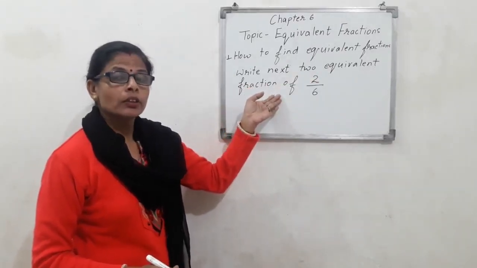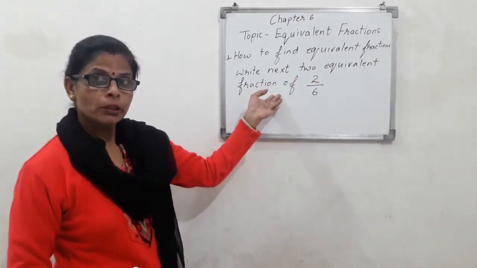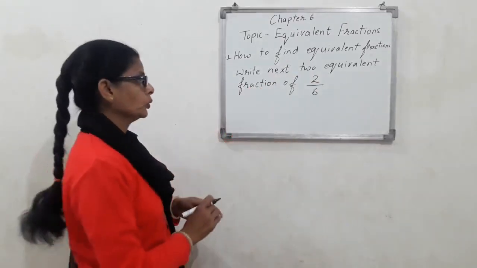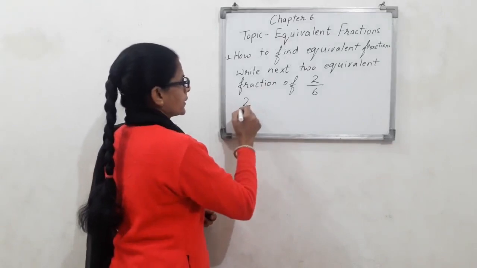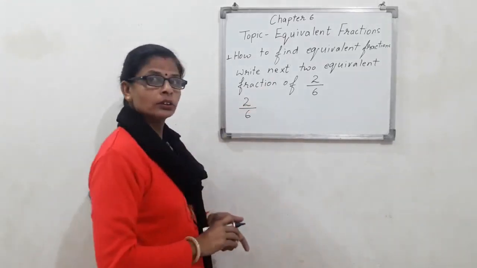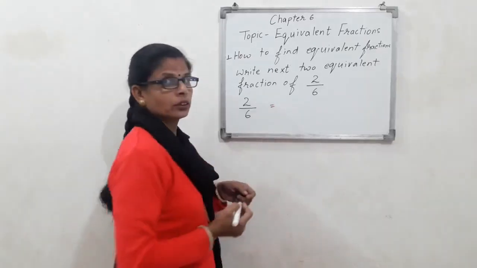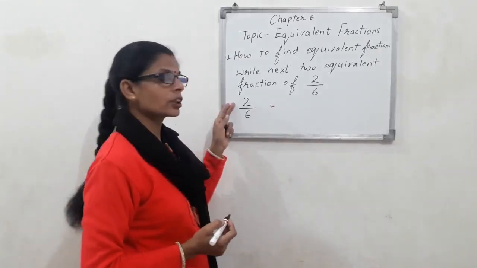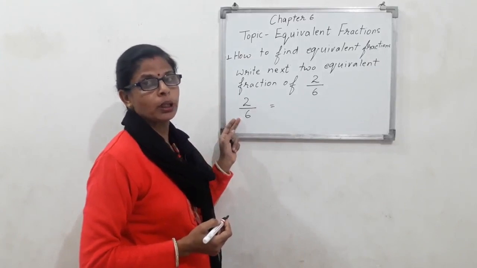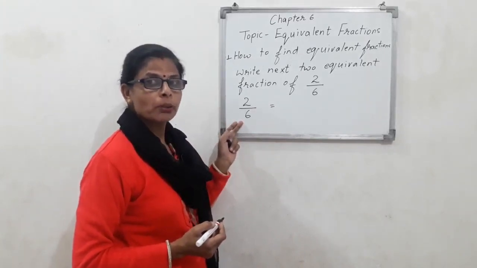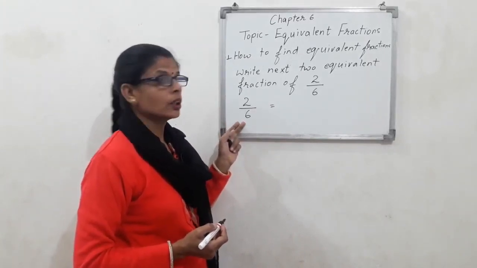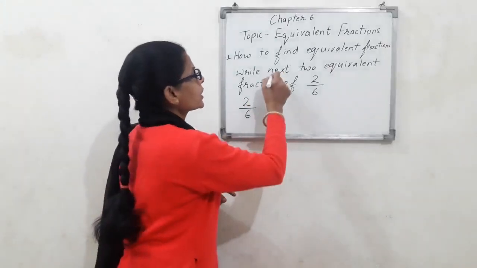So next means we will multiply the number by 2. 2 upon 6, this is the fraction given. So what will be the next equivalent fraction? Because the first equivalent fraction will be 2 upon 6 only. 2 multiplied by 1 and 6 multiplied by 1 is equal to 2 upon 6. We have to find the next two.